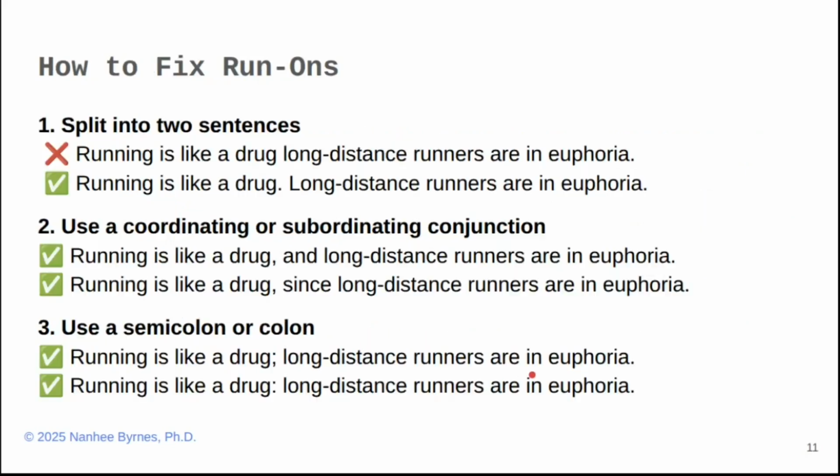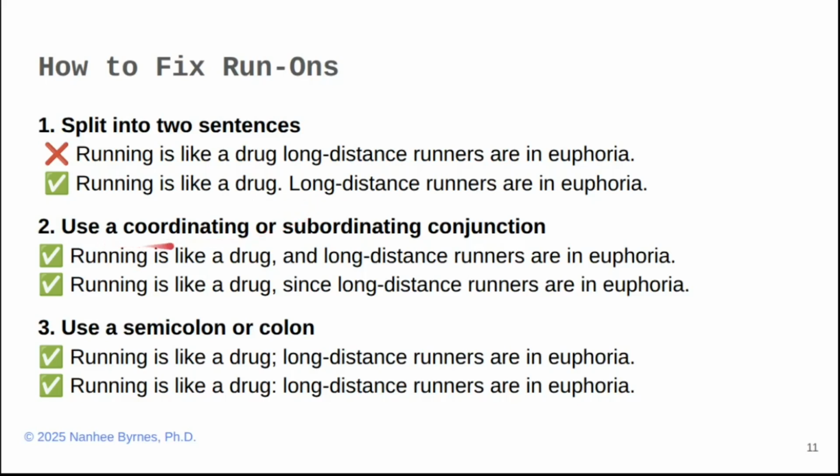How to fix run-ons? The good news is that we have several straightforward ways to correct them. 1. Split into two sentences. Sometimes the easiest fix is to separate the clauses completely. Wrong. Running is like a drug, long-distance runners are in euphoria. Correct. Running is like a drug. Long-distance runners are in euphoria.